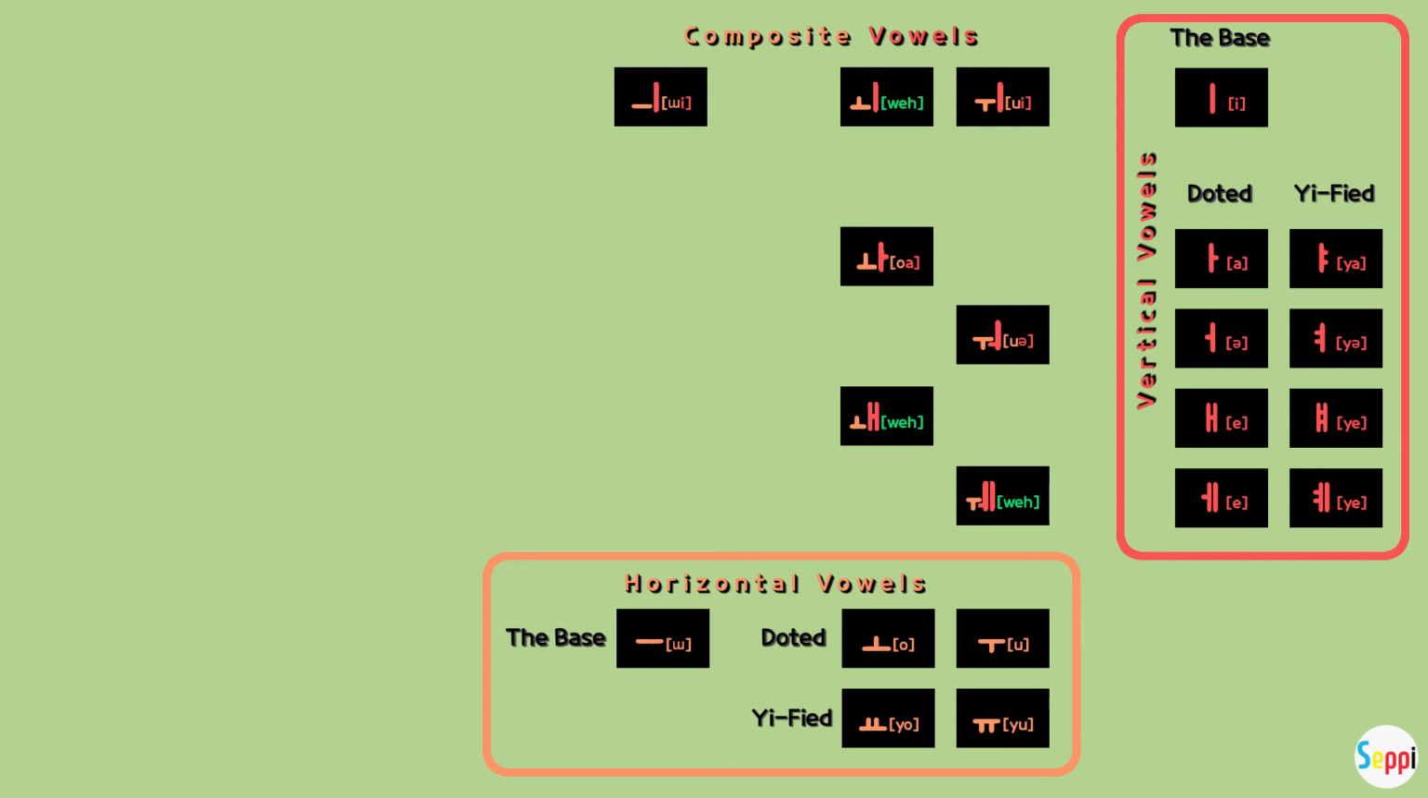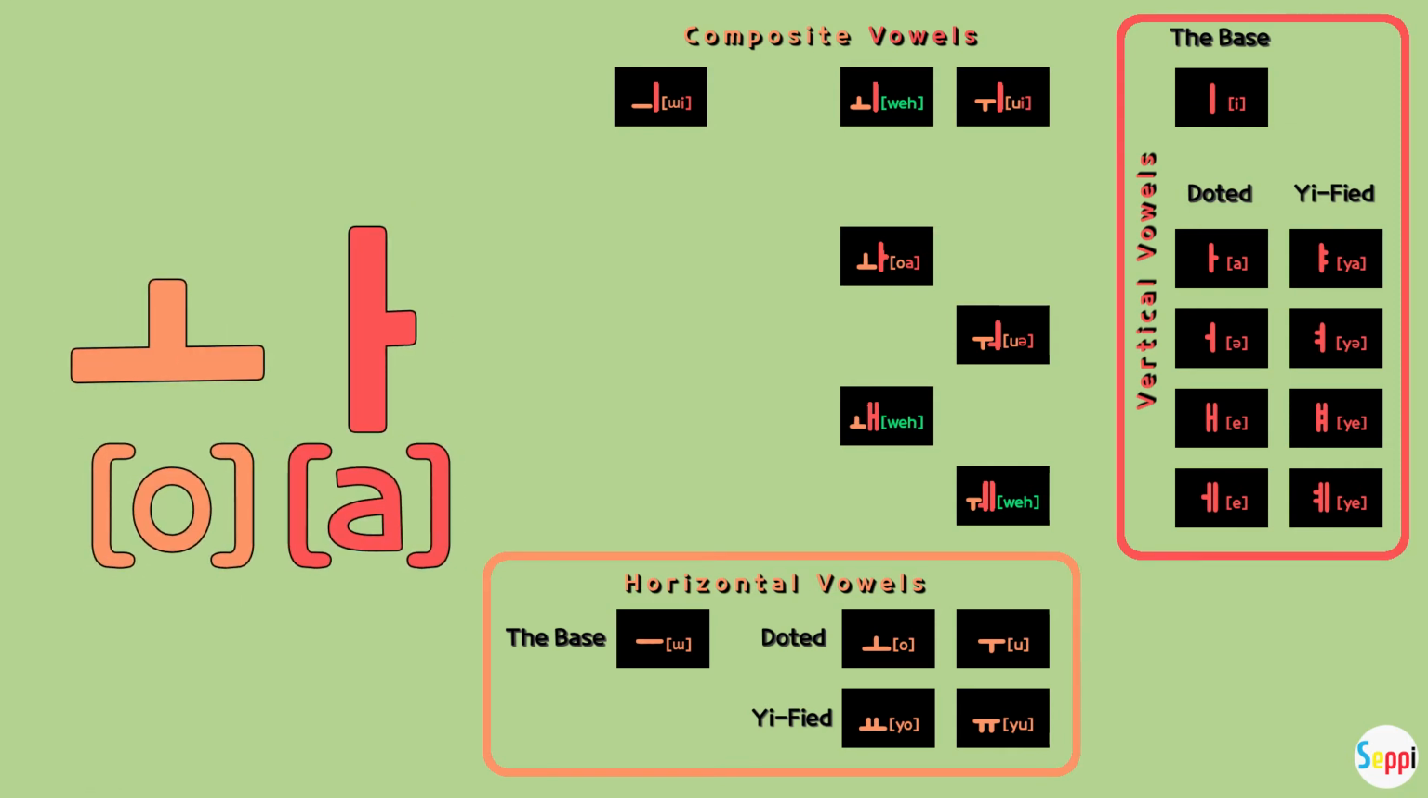Then, how do they sound? Simply link together from horizontal vowel part and then vertical smoothly in a consecutive way. Let's take some examples. This character consists of the horizontal O and the vertical A. Then it sounds O-A, right? If you smooth it, it becomes wa. Wa.